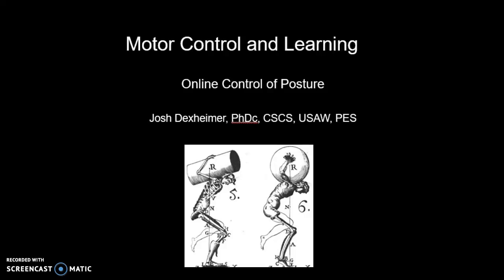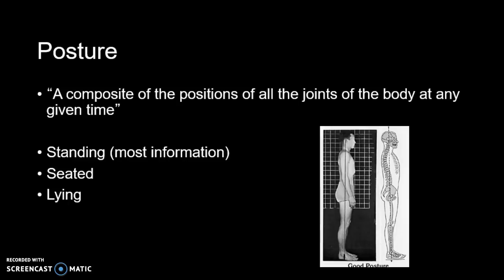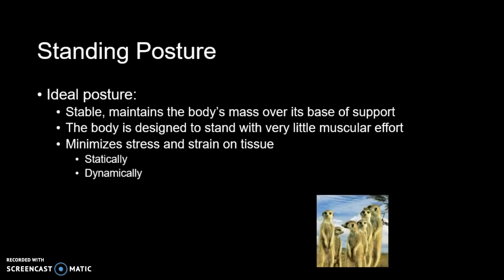Hey class, today's online lecture is on the control of posture. So to define posture, it's a composite of the positions of all the joints of the body at any given time. When we're standing, we're getting the most information about how to control our posture, and then we get less and less information when we sit down or when we then lie down.